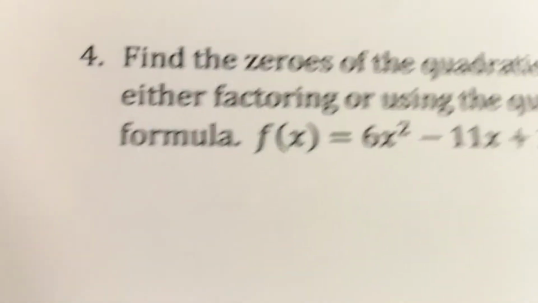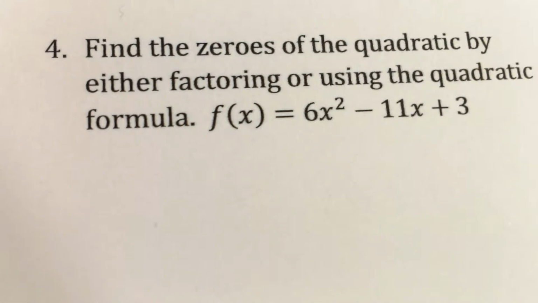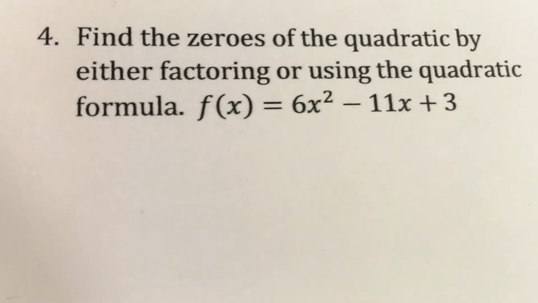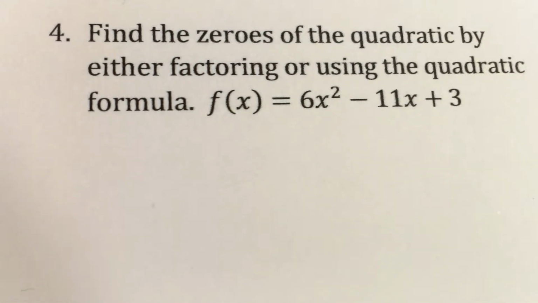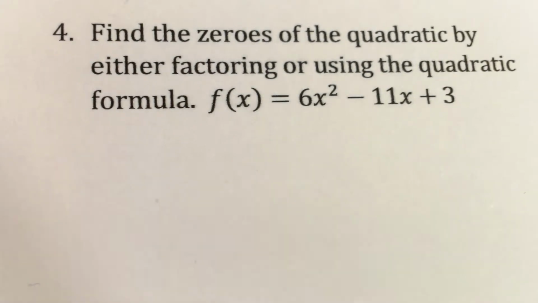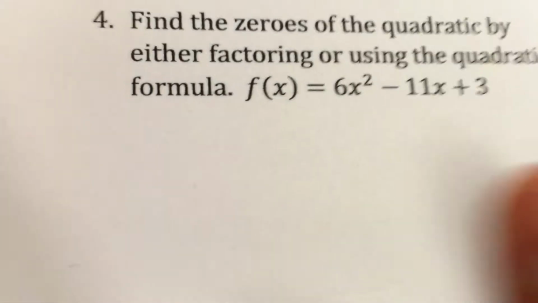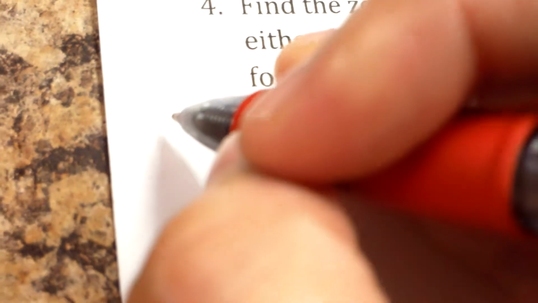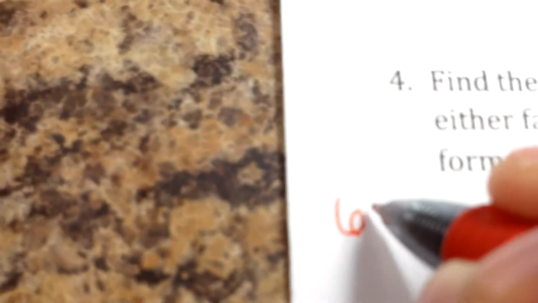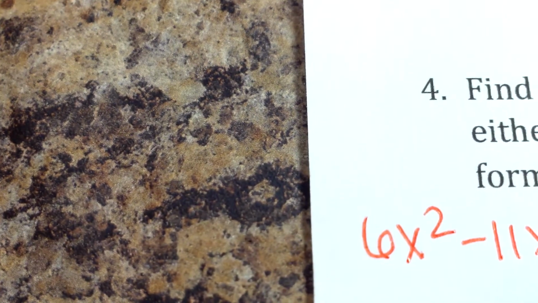Okay, let's go ahead and do another one. Okay, here we go. Find the zeros of the quadratic by either factoring or using the quadratic formula. It's already equal to 0, kind of. I know it says f of x, but it's already equal to 0. So we are going to factor it. Let's see if it's factorable first. Usually factoring is a lot faster than the quadratic formula. So we're going to do 6x squared minus 11x plus 3.